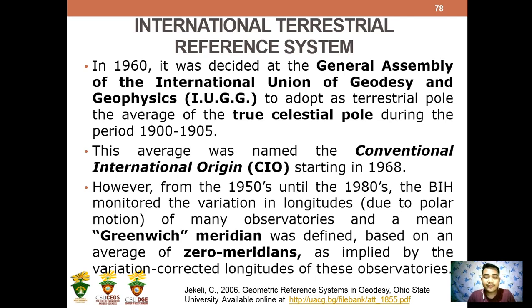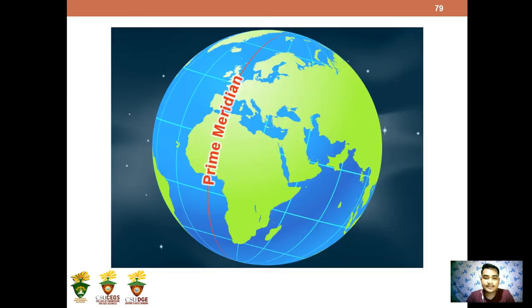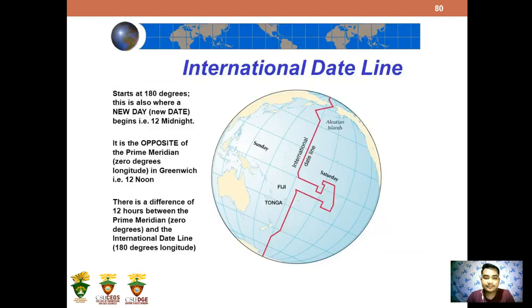However, from the 1950s until the 1980s, the BIH monitored the variation in longitudes due to polar motion of many observatories, and a mean Greenwich meridian was defined. So this was the time when the Greenwich meridian, which is 0, was established, based on the average of the zero meridians as implied in the variation-corrected longitudes of these observatories. So at that time they determined the 0 meridian, which is in Greenwich, England.